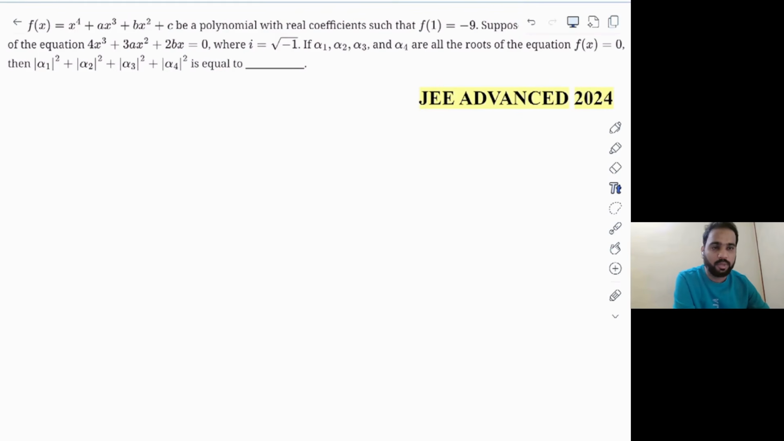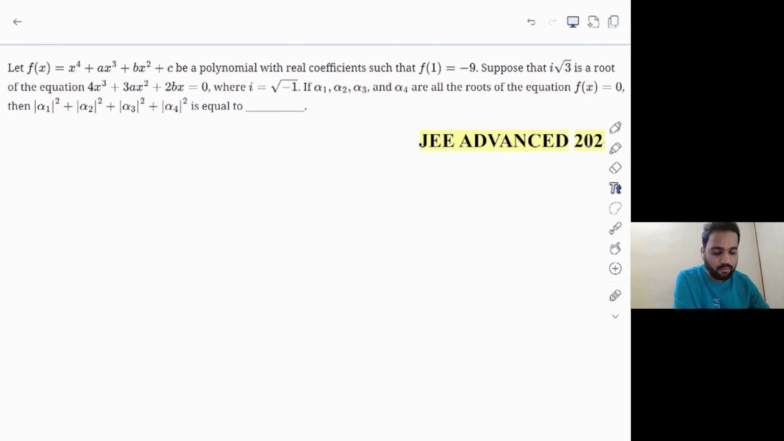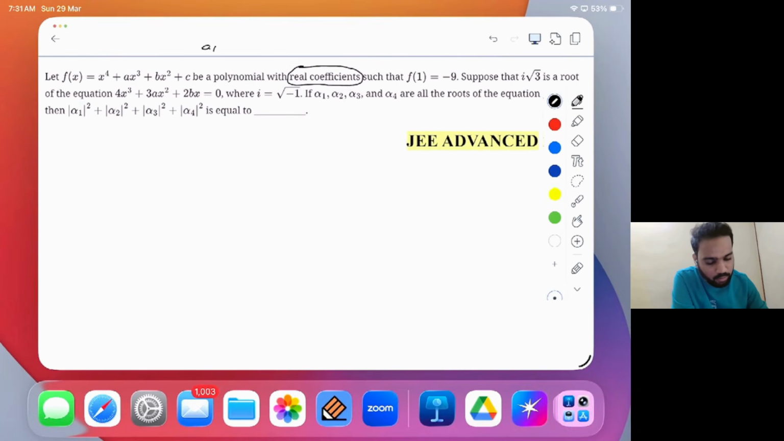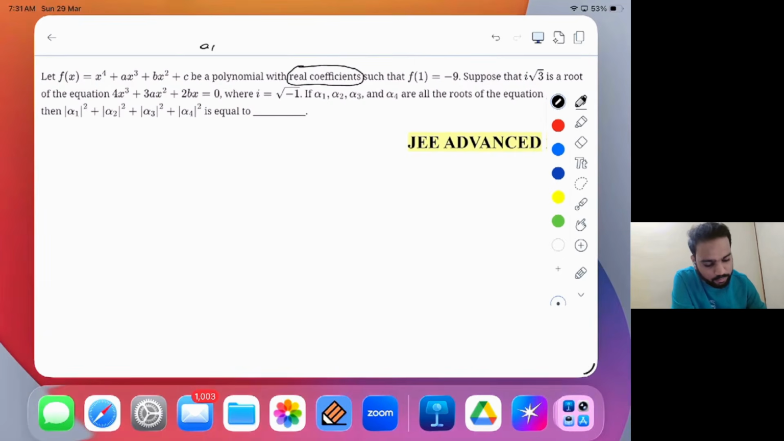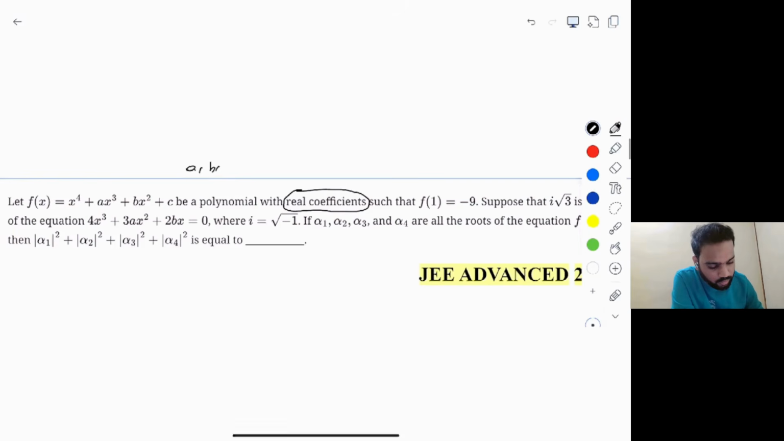Now, this is a question from JEE Advanced 2024. Given that f of x is equal to x power 4 plus a x cube plus b x square plus c, a polynomial with real coefficients. So be very careful. They said that it is having real coefficients, which means a, b, c everything belongs to real numbers here. a comma b comma c belongs to capital R.